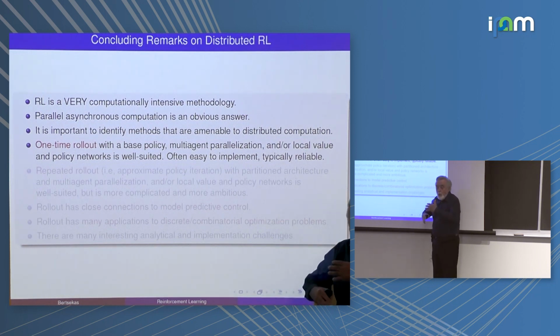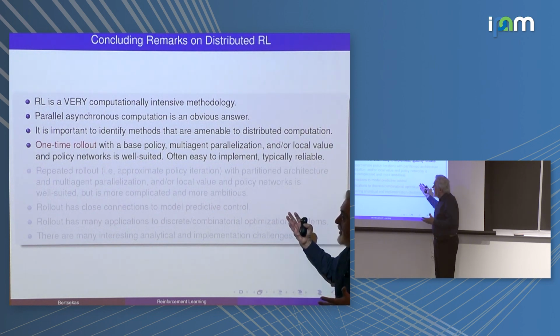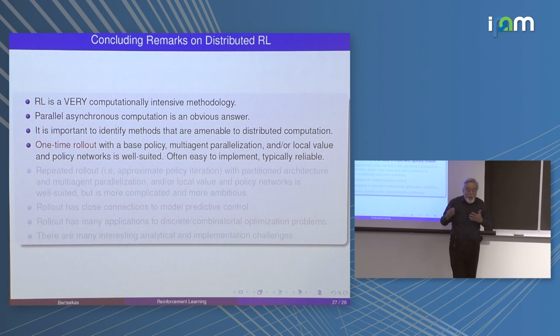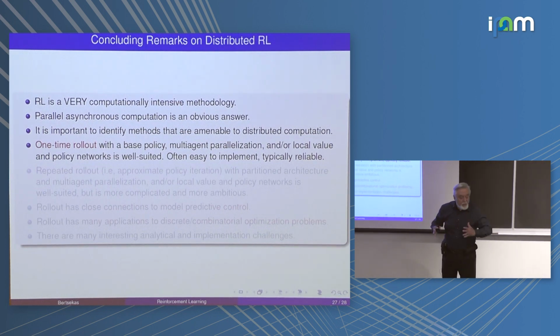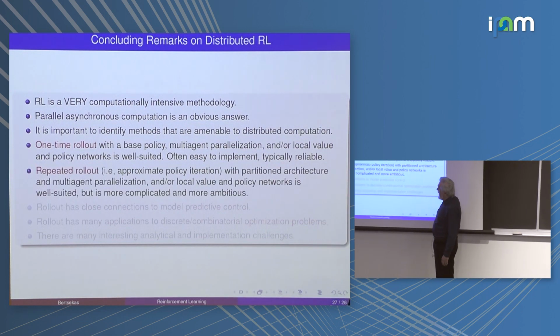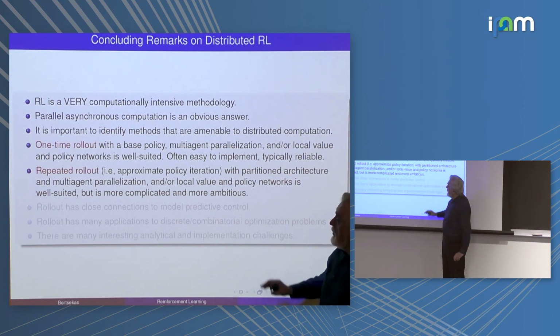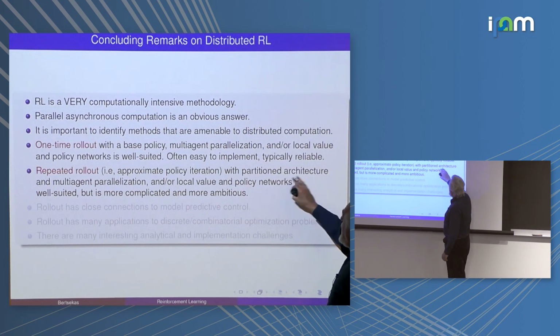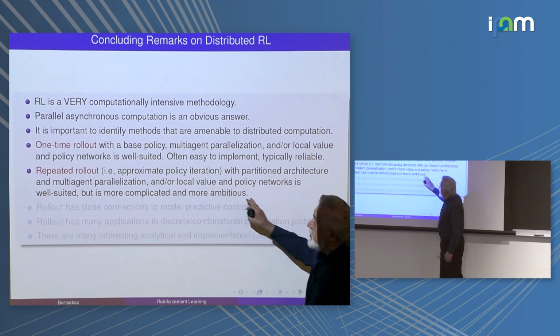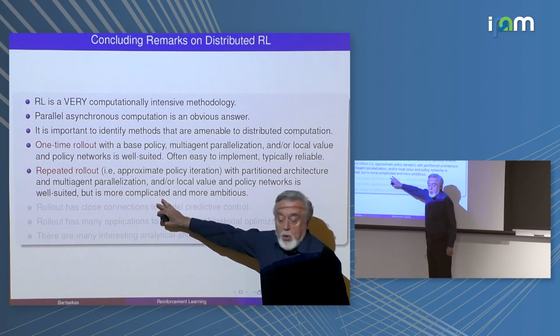There's so much opaqueness in some of these reinforcement learning methods that you often find yourself blindly trying various things and hoping that some will work. You may have a different experience. That has been my experience. But rollout is quite reliable. Repeated rollout, multiple policy improvements, is much less reliable. But hopefully with partition architecture and multi-agent parallelization, you can get faster convergence, and it's more ambitious but more complicated.